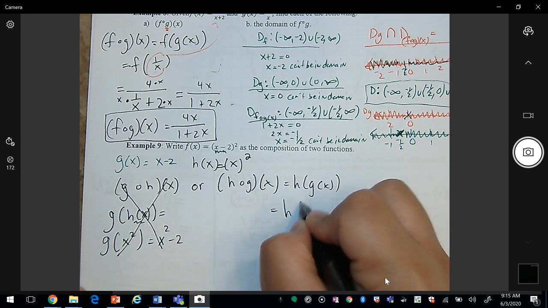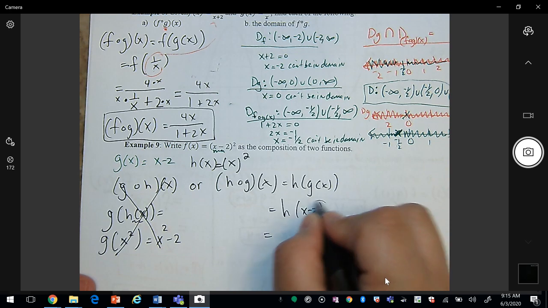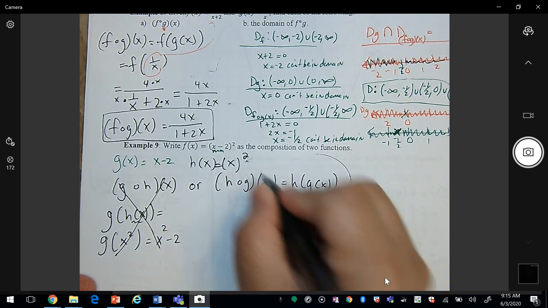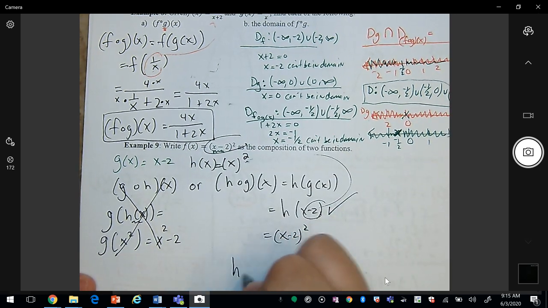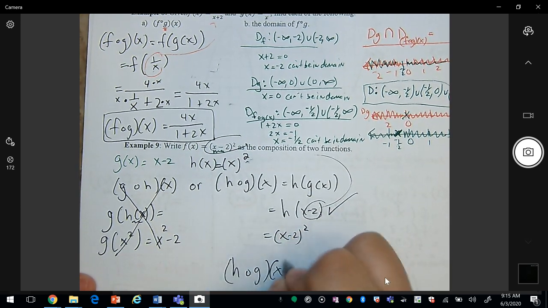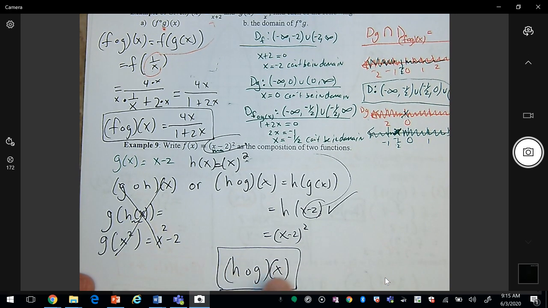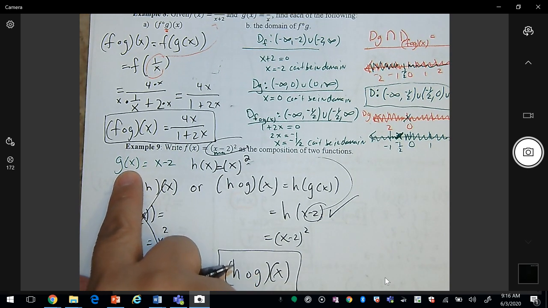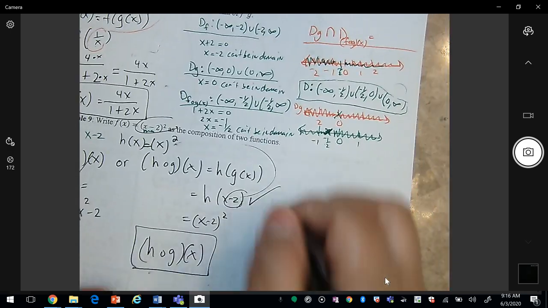And if I check this side, then this one should work. g of x is x minus 2. And if I plug this in for my x here, then I get x minus 2 squared. And that is what we have as our answer. So my answer here is h of g of x, but the way we're separating this is this is a function g and this is a function h. Let's try another example.